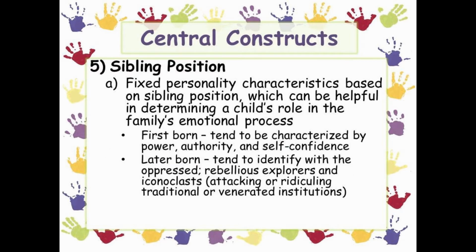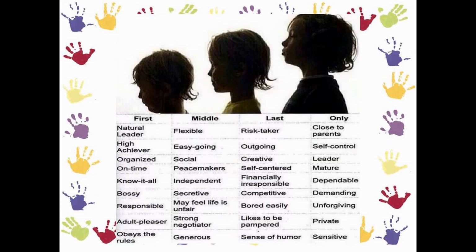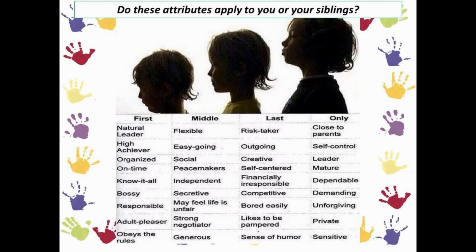The fifth central construct is one which we've all no doubt heard about: sibling position. This involves fixed personality characteristics based on sibling position, whether firstborn or later born. Take a look at this chart. Do these attributes apply to you or your siblings?